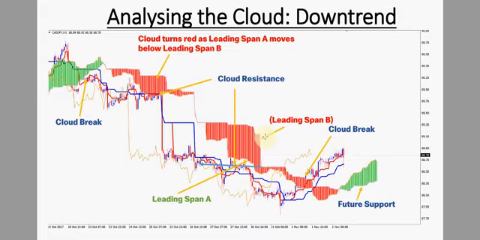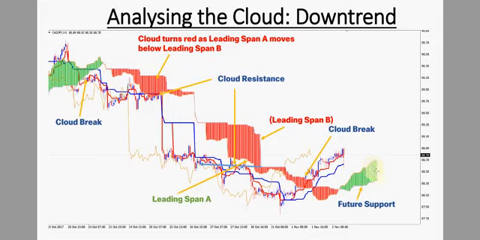We see that the leading span A and B swap positions. Now leading span A is below, leading span B is above. Finally, the cloud is broken here, which signifies a change in trend. So we are now in an uptrend, and hence we have our cloud green, and this cloud is into the future.